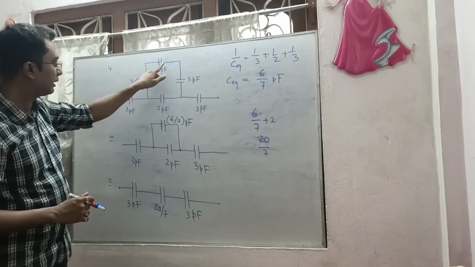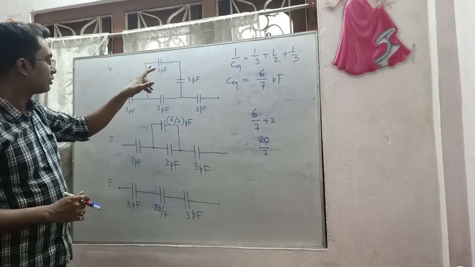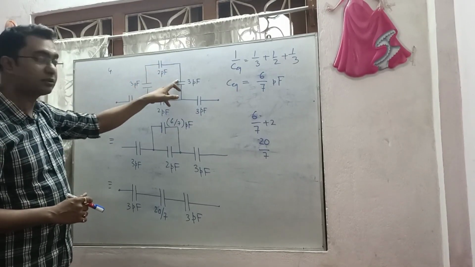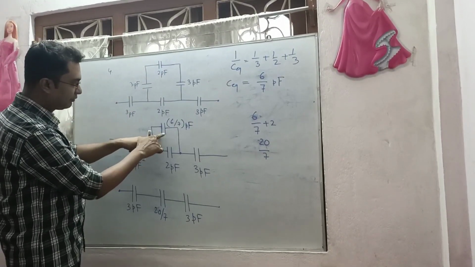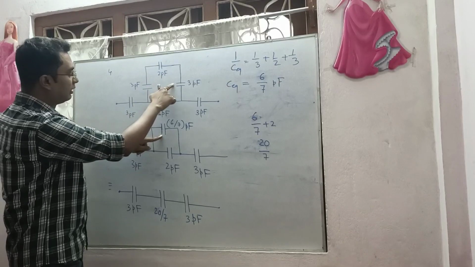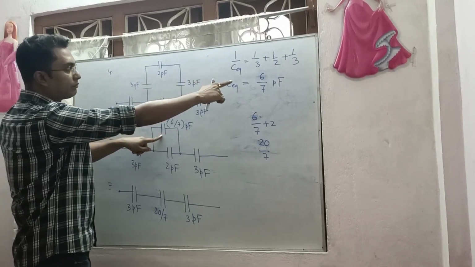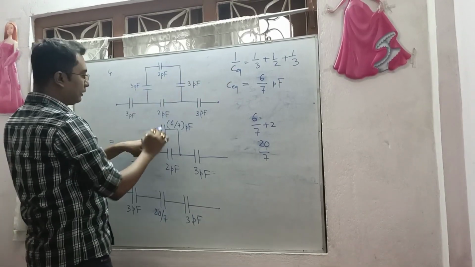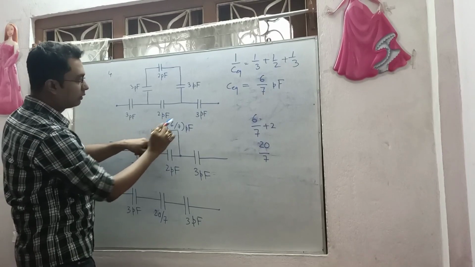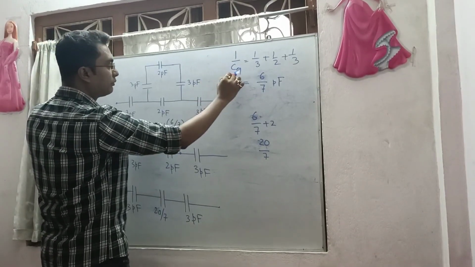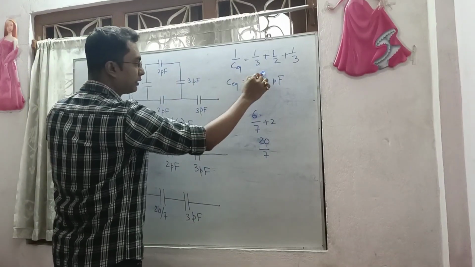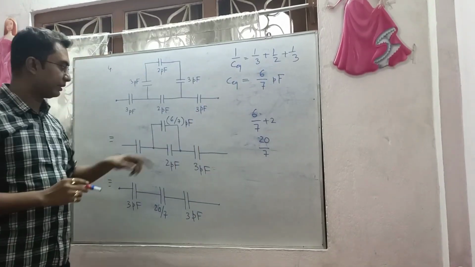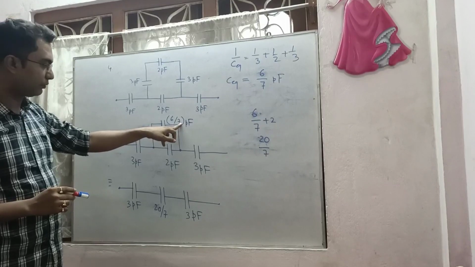So these three capacitors will carry the same current. So they will be in series combination. So after solving, I have given this equivalent capacitor for these three. Now the calculation can be done from there. So equivalent capacitance: 1 by C equivalent is equal to 1 by 3 plus 1 by 2 plus 1 by 3. So after calculation, it will come out as 6 by 7 picofarad. So I have written the result, 6 by 7 picofarad.